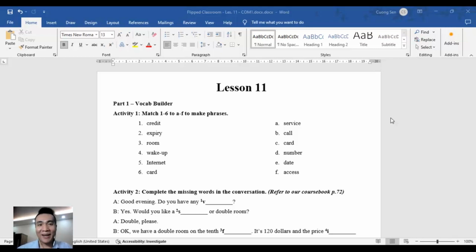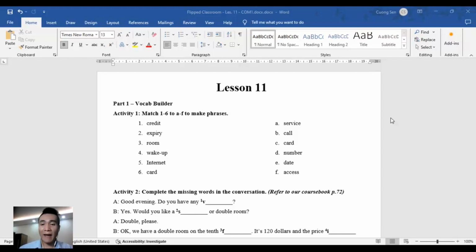Hello everyone and welcome to lesson number 11, which means that we almost come to an end. As usual, we had three parts: vocab builder, grammar, and key expressions. But this time is a little bit different because in grammar, we have two smaller parts. It's about going to and infinitive of purpose.